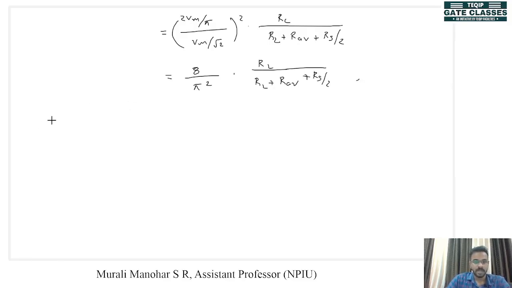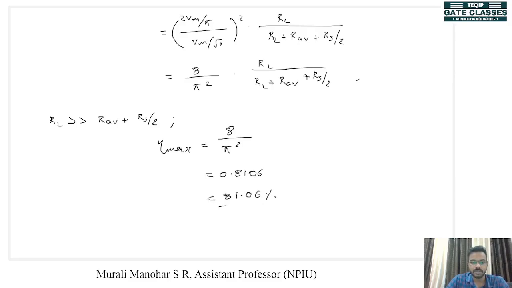Now we can apply a condition. That condition is RL is very much greater than RAV plus RS by 2, and during this condition we get maximum efficiency eta max as 8 by pi square. This value is 0.8106. In percentage, this value will be 81.06%.